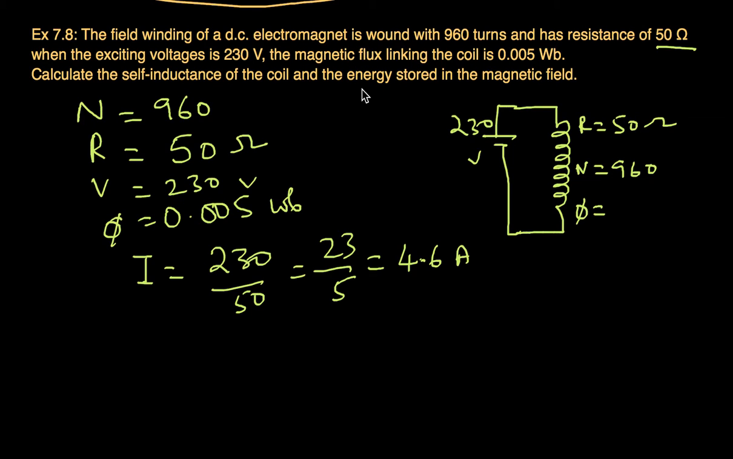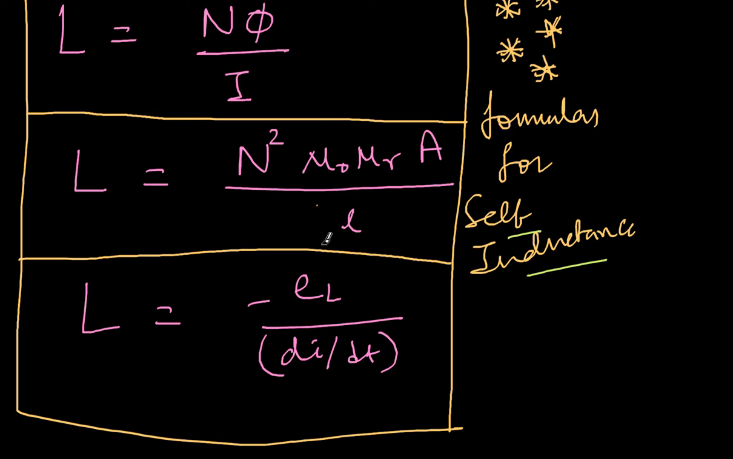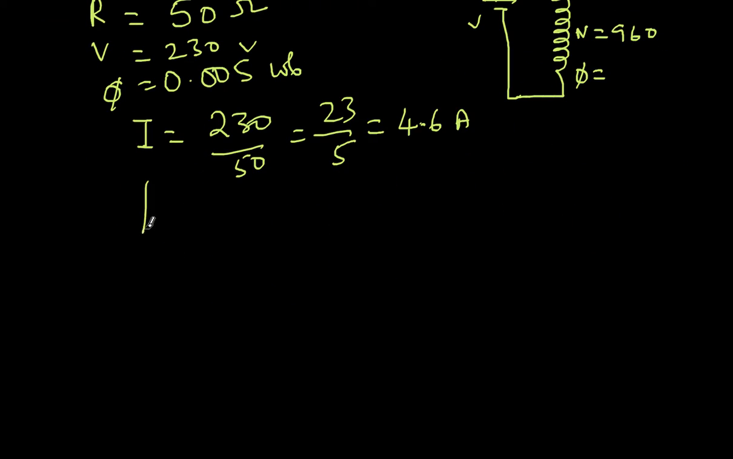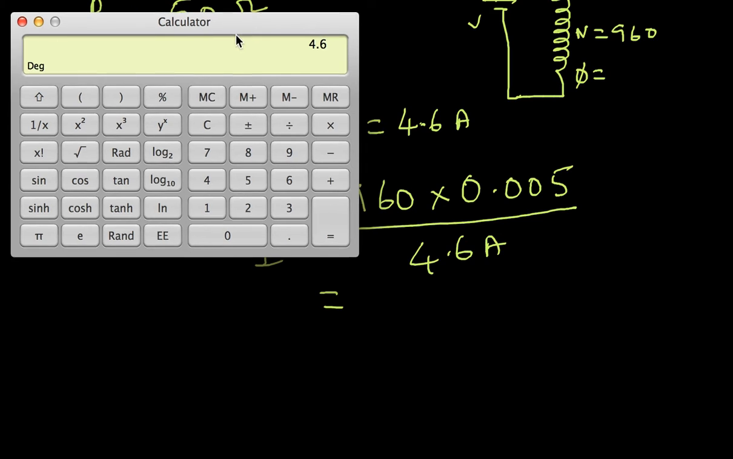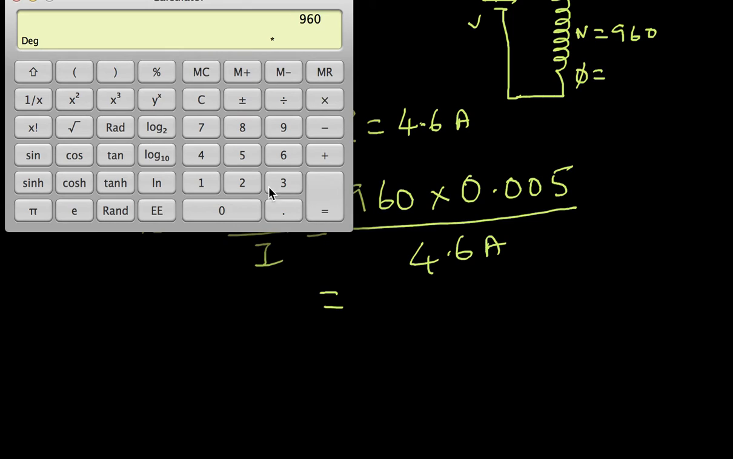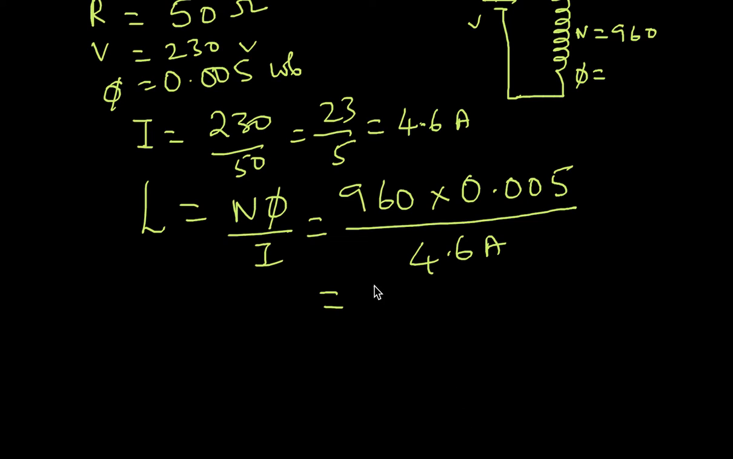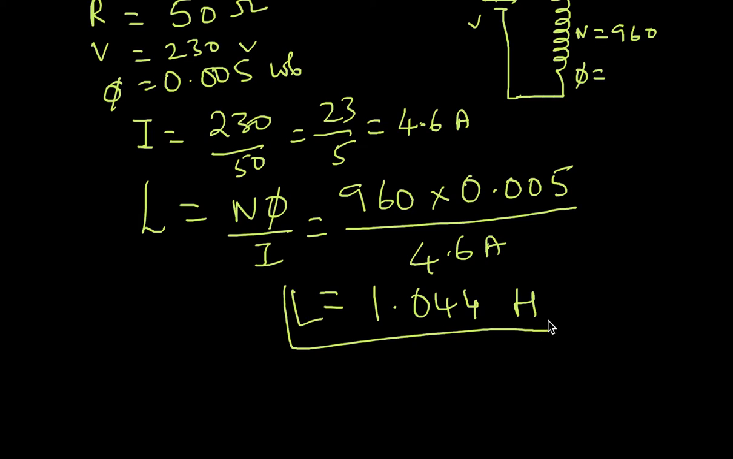From the first formula, inductance is nothing but N phi by I. Everything is there, so now I can find the inductance. Inductance is N phi divided by I, so 960 turns multiplied by 0.005 Webers of flux divided by 4.6 amperes. Let's use the calculator. 960 multiplied by 0.005 and divided by 4.6. I'm getting 1.04347, so I'll just round it off to 1.044 henries. This is the inductance of the coil.